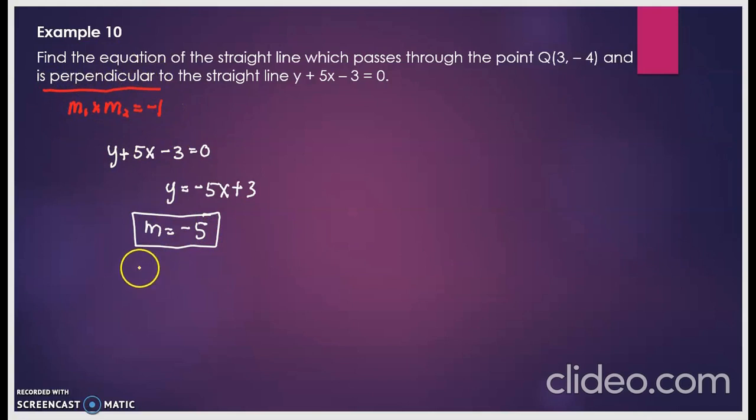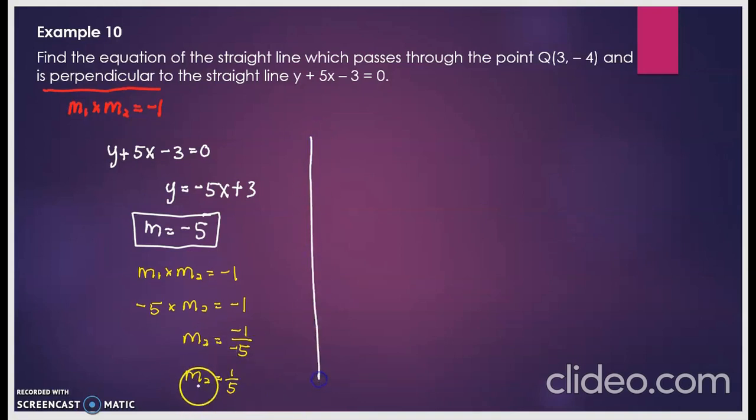Since they are perpendicular, I have to use this formula, m1 times m2 is equal to negative 1. You can assume that this is m1 or m2, it is up to you. Let's say I assume that this is m1. So negative 5 times m2 will be equal to negative 1. So my m2 will be negative 1 over negative 5, so m2 is 1 over 5. So this is the gradient that we are going to use.